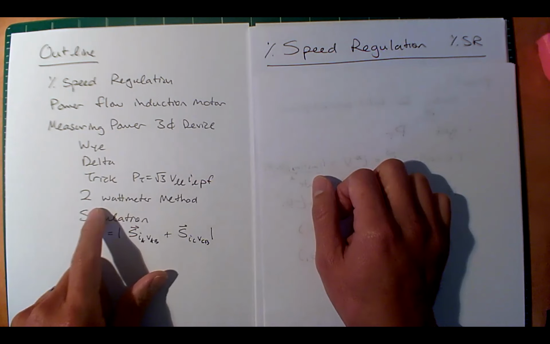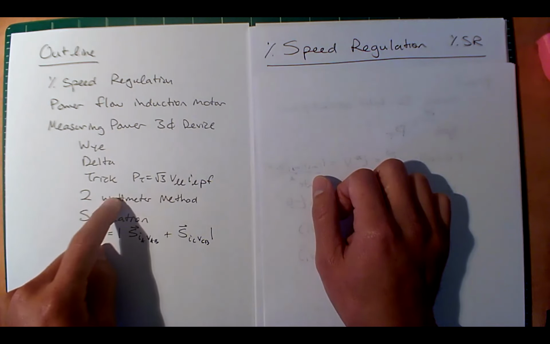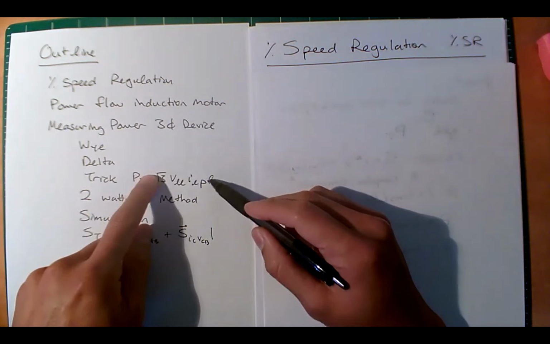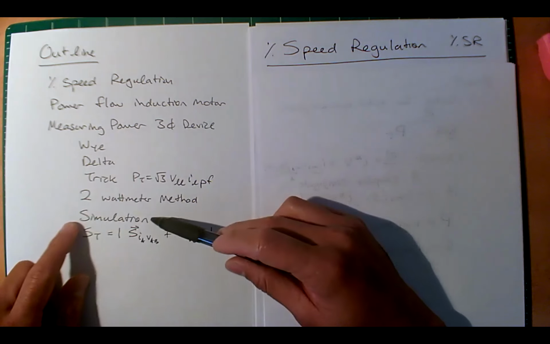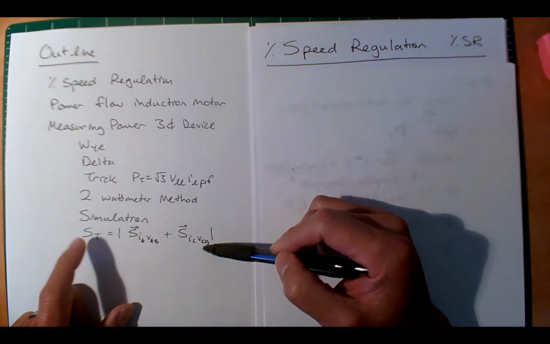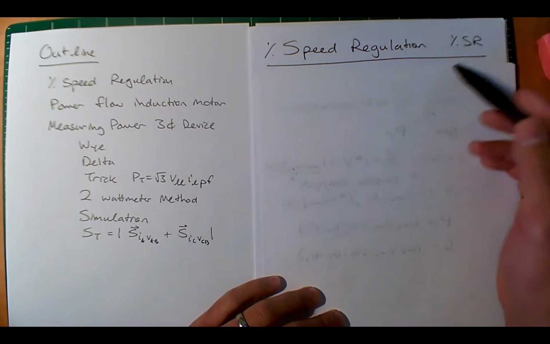And so there's this other method called the 2-watt meter method. And this 2-watt meter method doesn't need to assume balance, and it can be used for Y and delta. Actually, same with this one. We'll look at a simulation, and we'll even look at how we compute the apparent power. Okay, so let's begin. So speed regulation.